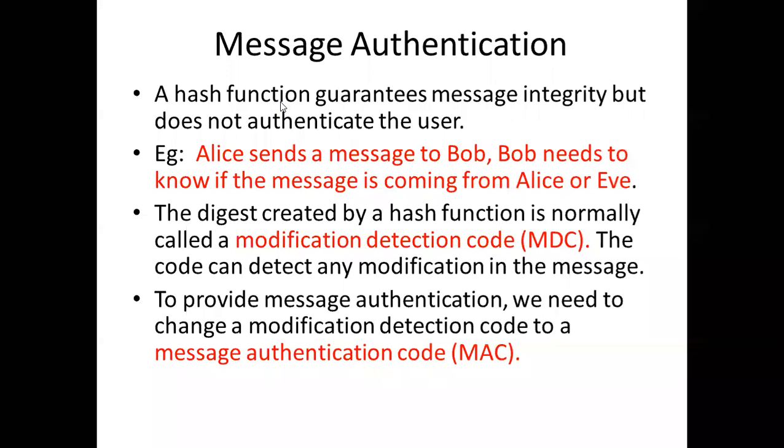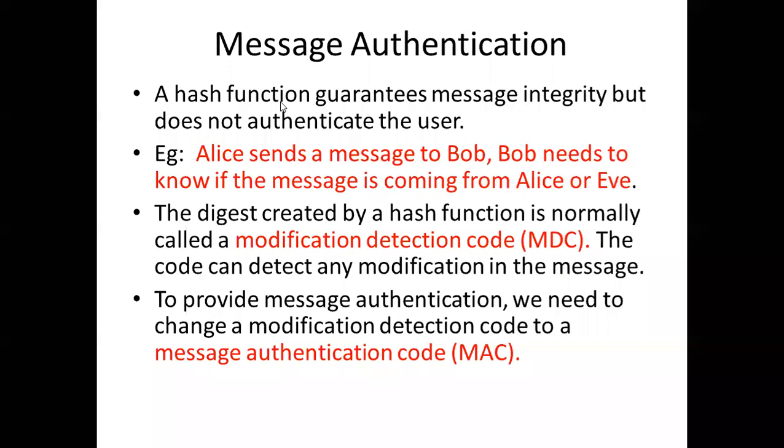It means that from that we can't come to know whether the data has come from the correct user or not. So suppose, for example, Alice sends a message to Bob. Bob needs to be sure whether the message has come from Alice or from some other person, say for example, Eve. So how will Bob come to know whether this message has actually come from Alice? For that, we have to implement what we call message authentication.